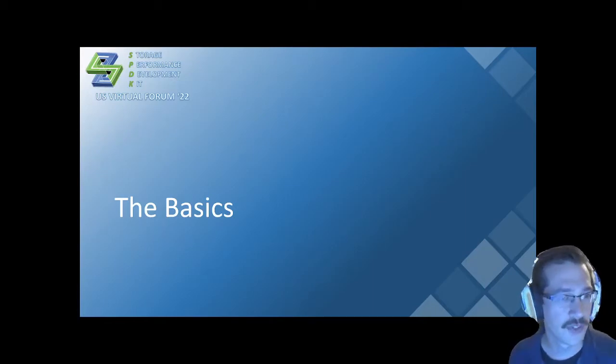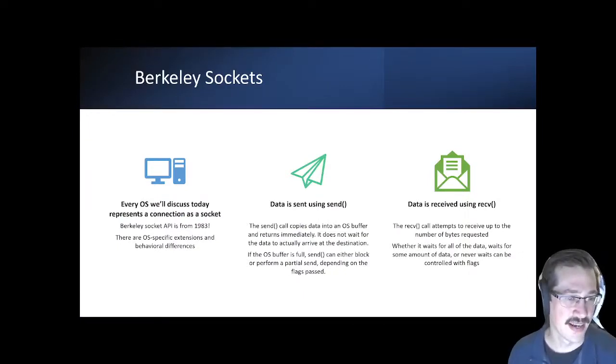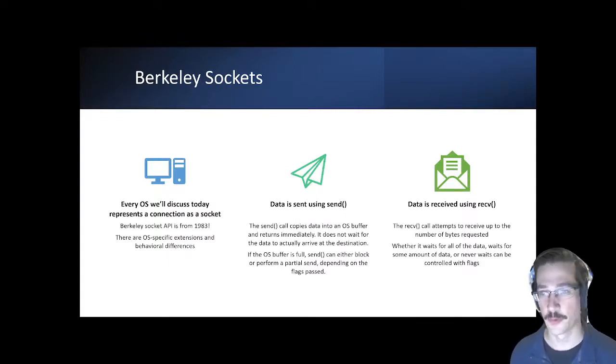Okay, so we'll go into the basics and the level setting first, and I'll whip through this pretty quickly. Every operating system we'll discuss today represents a connection as a socket. This API is actually from 1983. It's been very successful. Everybody's used it. There are some OS-specific extensions and some behavioral differences, particularly between Windows and the others. These are not gigantic differences. Usually things work pretty similarly, except for the mechanisms for grouping sockets.